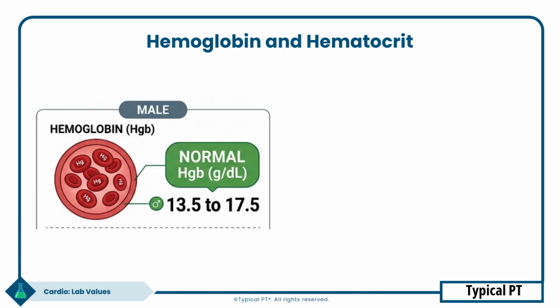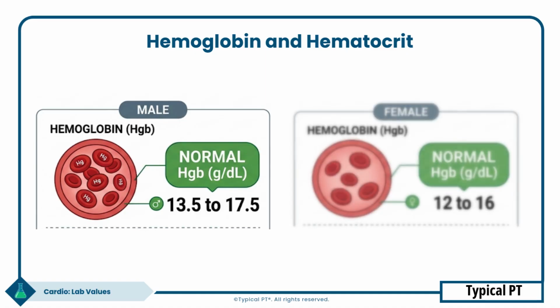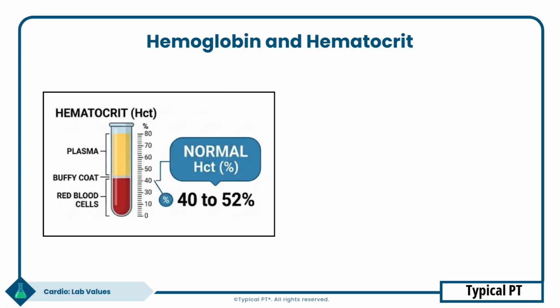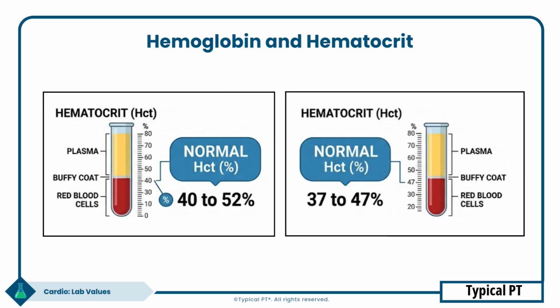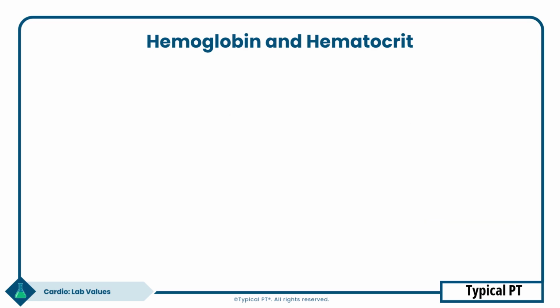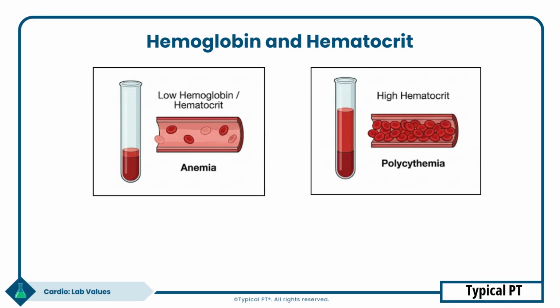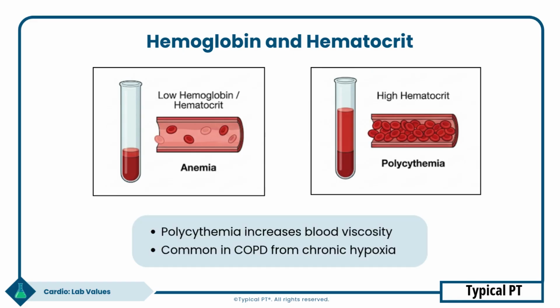Normal hemoglobin is 13.5 to 17.5 grams per deciliter for males and 12 to 16 for females. Normal hematocrit is 40 to 52% for males and 37 to 47% for females. Low hemoglobin or hematocrit indicates anemia. High hematocrit, called polycythemia, increases blood viscosity and is common in COPD patients responding to chronic low oxygen levels.